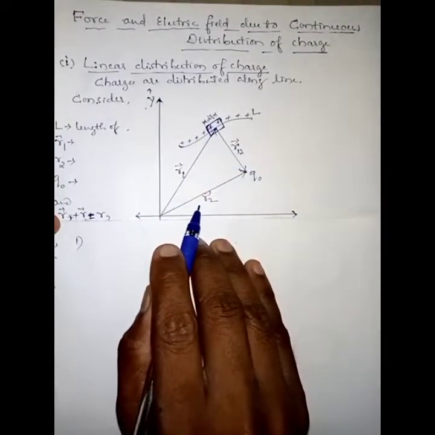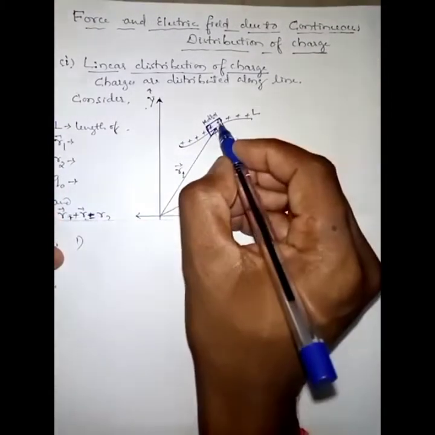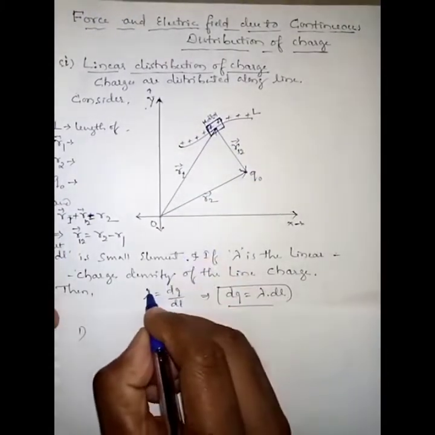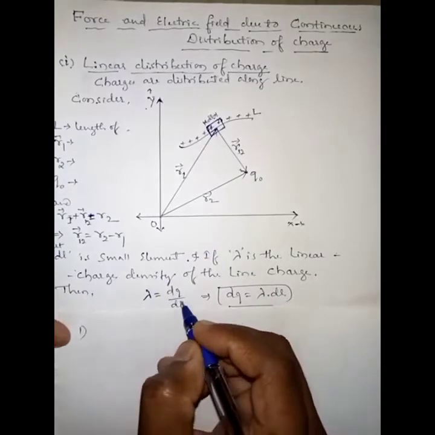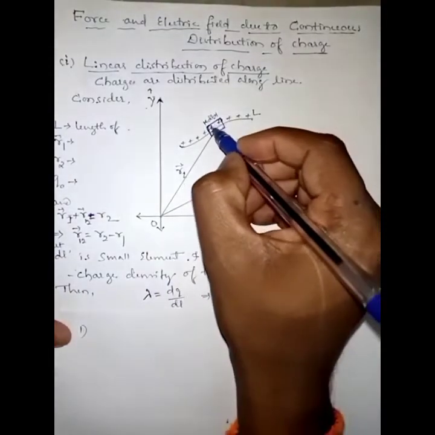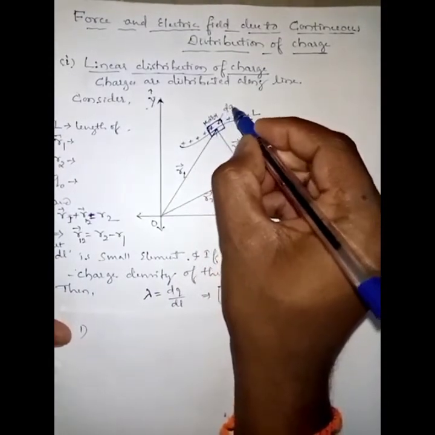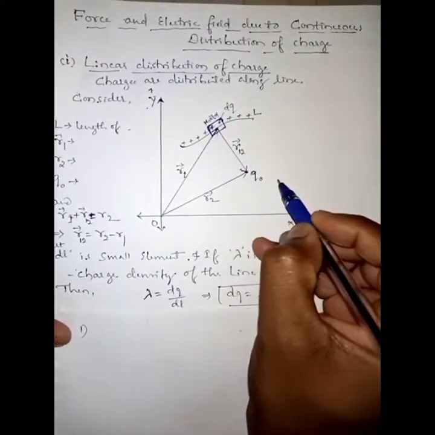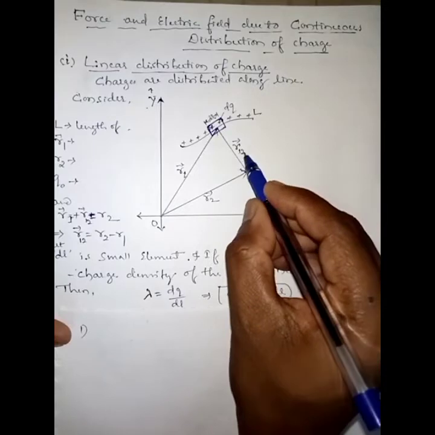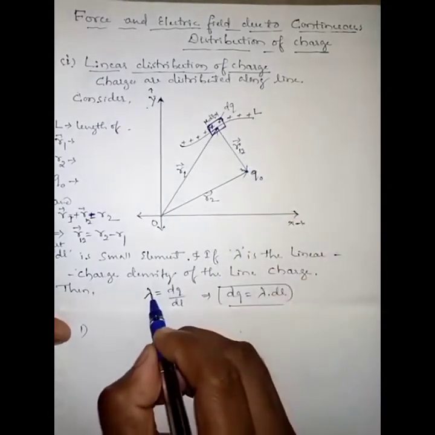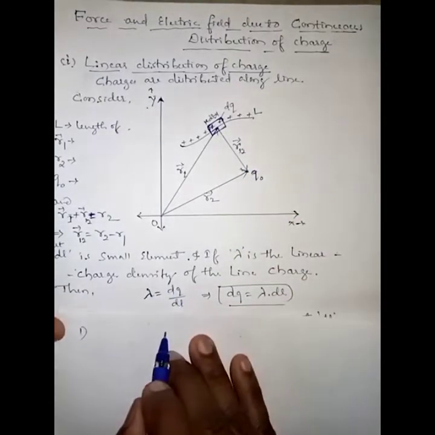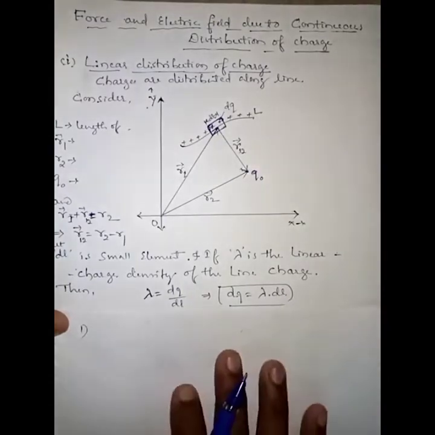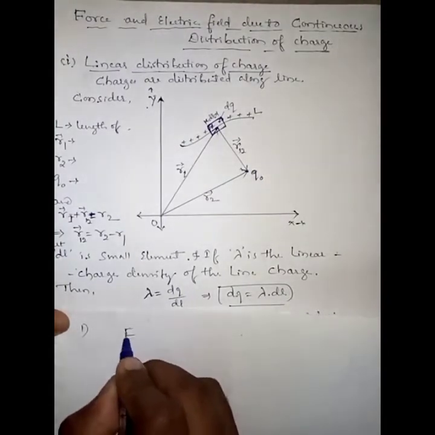Now according to the distribution of charge, lambda is equal to charge dq per length dl, and the test charge, that is q naught, is at a distance r12. Therefore, lambda is equal to dq by dl. Therefore, dq is equal to lambda into dl.